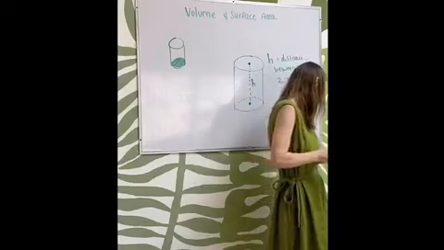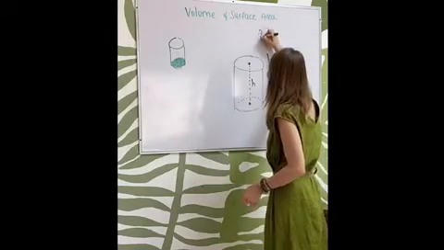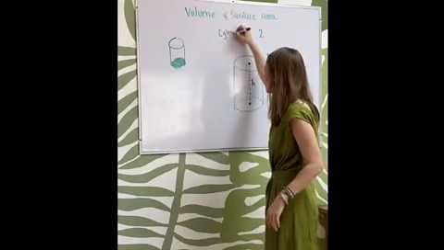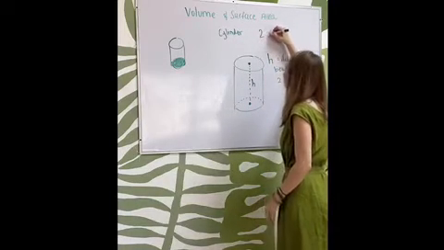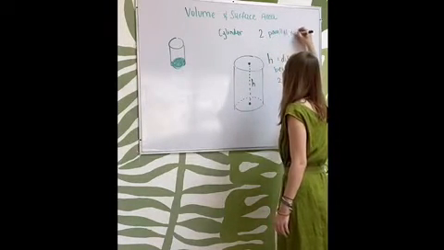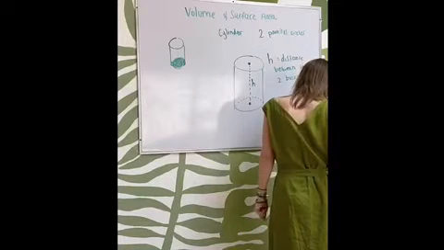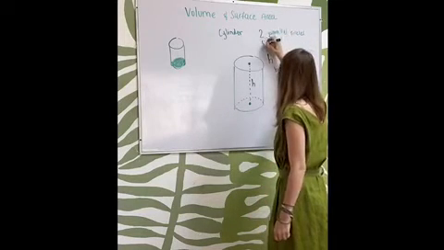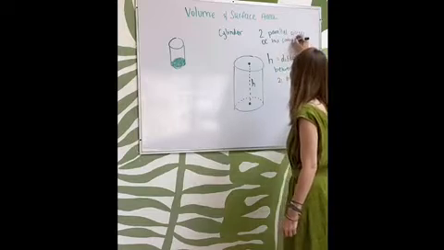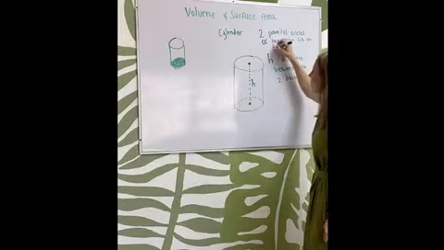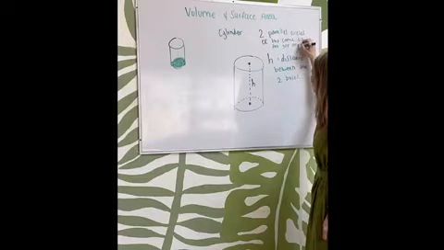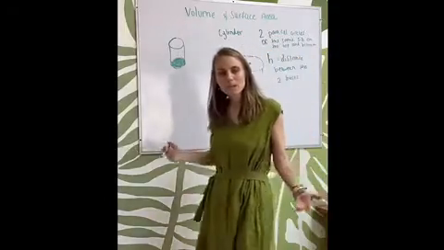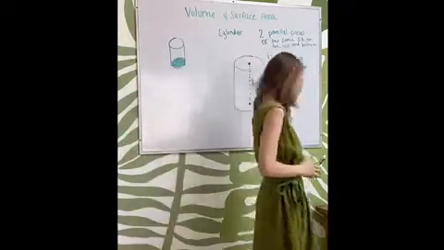We also have two parallel circles. So cylinder, how do you spell cylinder? Two parallel circles, right? Of the same size on the top and bottom. Okay, so we have these two parallel circles of the same size, one on the top and one on the bottom. I feel like you guys understand that.